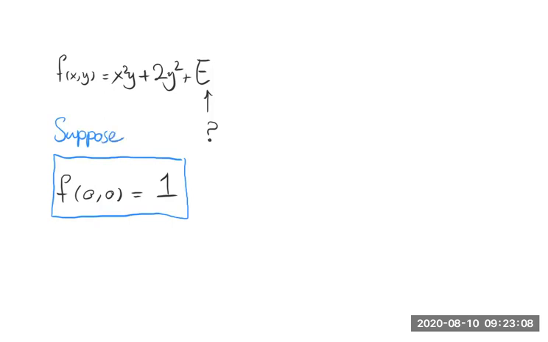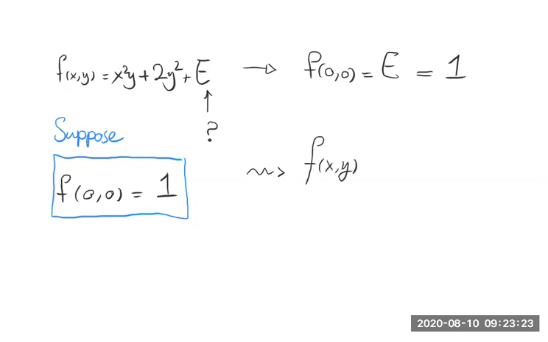If I knew that, I could compute e. I could say, okay, f of 0 and 0 is equal to e. The question is telling me f of 0 and 0 is 1. Therefore, e is equal to 1. And that would completely describe f. It would be x squared y plus 2y squared plus 1. So that's how we can use integrals with respect to different variables to identify a function when we have its partial derivatives. Sometimes we have partial derivatives of a function and we want to know what the function is.